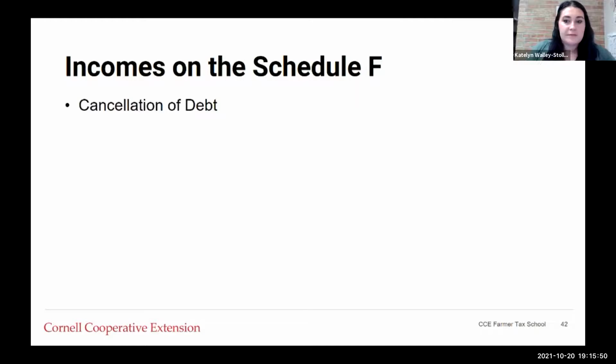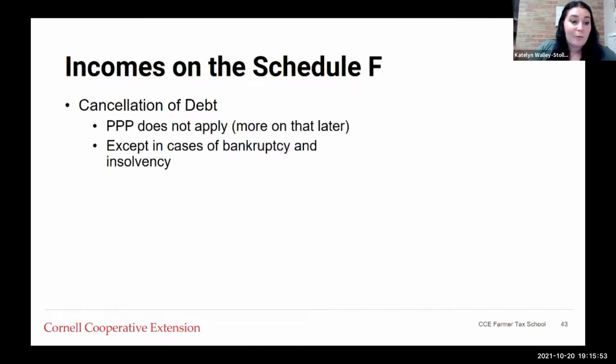Okay, other incomes, any cancellation of debt, with an asterisk. So PPP debt, which Nicole's going to cover later, you do not need to claim that as an income because it's considered a forgivable loan instead of a cancellation of a debt. And in cases of bankruptcy, you also do not have to claim canceled debt in that situation for the most part.